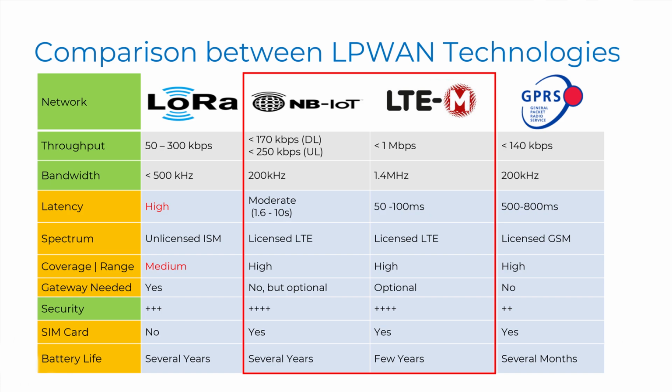LTE-M. The main difference between them is that here, the other one can provide throughput of around 1 Mbps, and NB-IoT can provide throughput of around 250 kilobits per second. Usually, NB-IoT technology is used for low data rate applications. So, when it comes to low data rate applications, we are not going to use this one. However, we use NB-IoT for those kinds of applications.